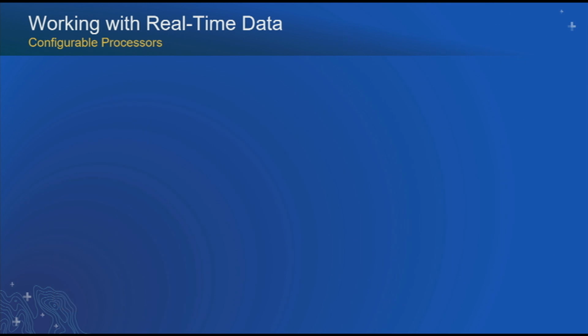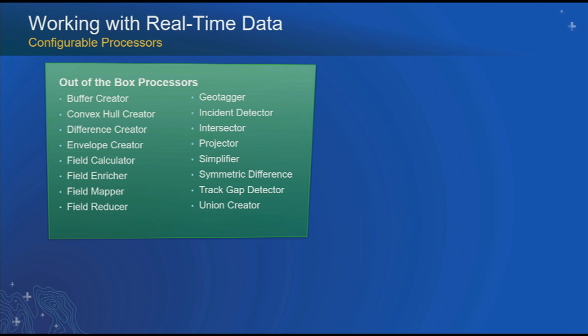Now we want to discuss the analytic capabilities of GeoEvent. So with that being said, we're going to talk about our processors. There's several out-of-the-box processors, as we saw before. Many of these processors perform geometric change on the data. So a buffer, for example, might take a point and create a buffer around that to show some sort of radius or distance from that point. That's just one example. We have the envelope creator, which creates envelope features out of a cluster of points, and so on and so forth.